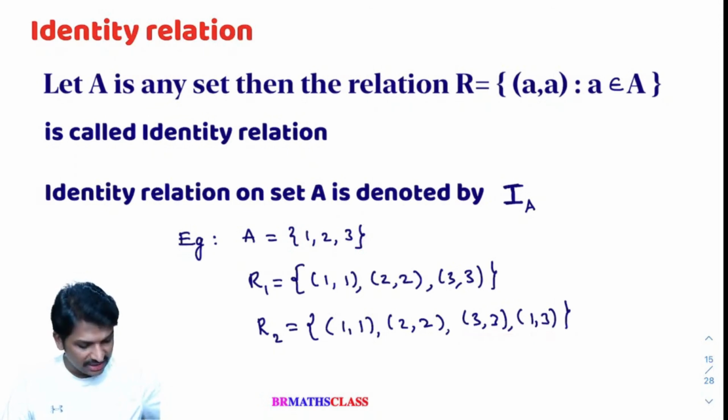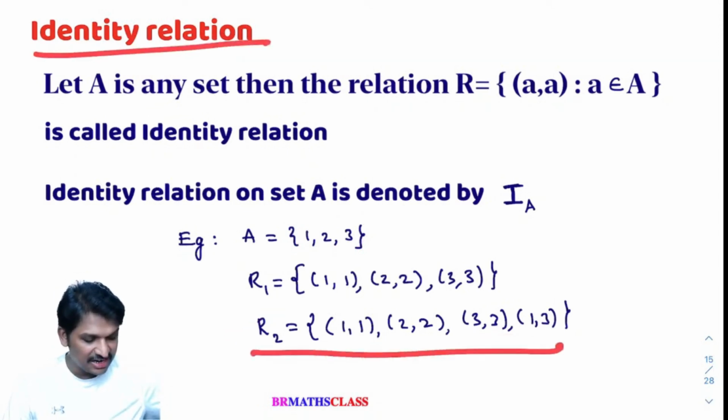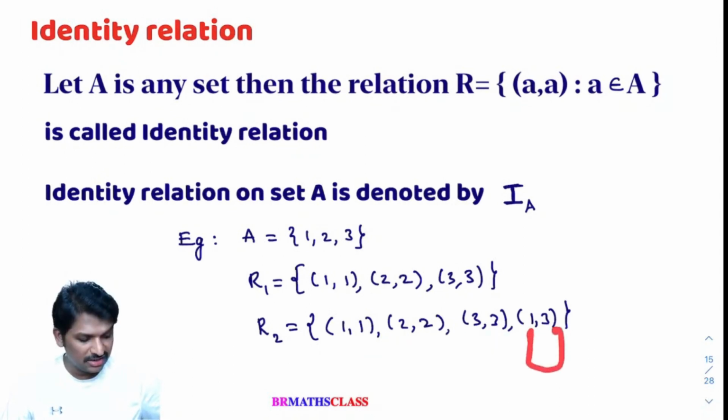Now my question is, is R2 an identity relation? Here all your doubts will be clear. No. Why? 1 comma 1 is there, 2 comma 2 is there, 3 comma 3 is there. Still, why am I saying R2 is not an identity relation? Because you look here, this fellow came with a fake identity. 1 is there here, but on his identity card, number 3 is there. Actually, the person is 1, but on his identity card a third person's name is there.